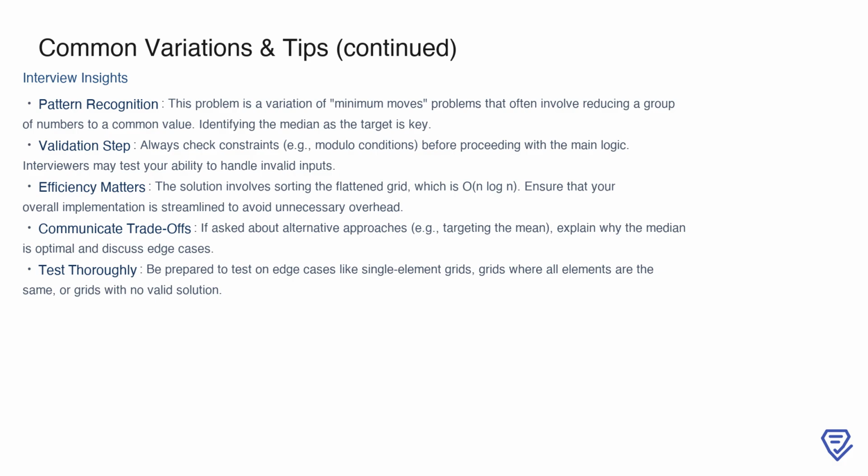Efficiency is another important aspect. Sorting the flattened grid has a time complexity of O(n log n), so your overall implementation should avoid unnecessary overhead to stay within acceptable performance limits. If asked about alternative approaches, such as targeting the mean, it's important to explain why the median is superior, especially when it comes to minimizing absolute differences.